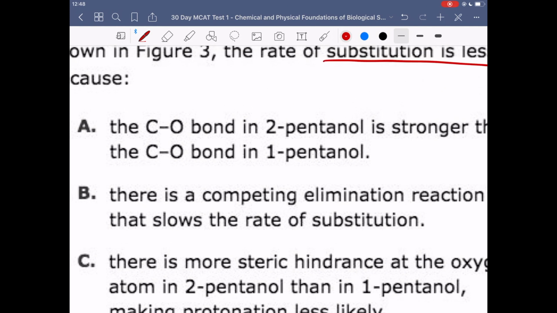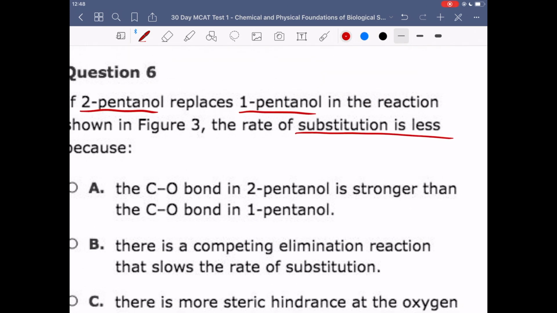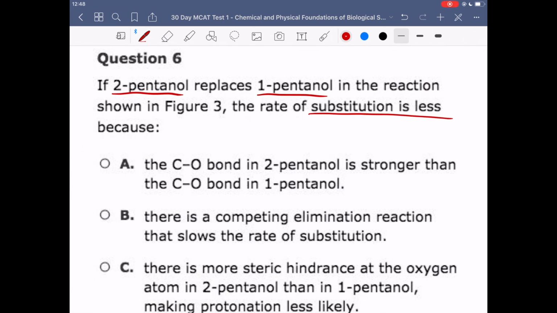And also keep in mind that SN2 has to happen from certain specific angles. So it's a backside attack. It comes from the opposite side of where the leaving group is. And so it's harder to come at the electrophile from those angles if we have more steric hindrance.